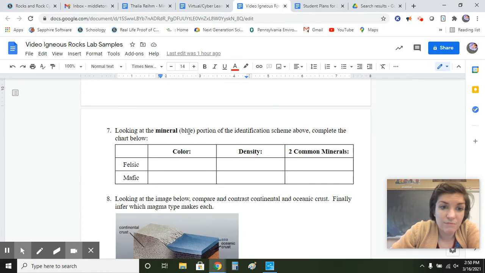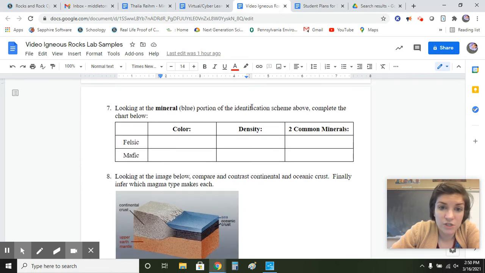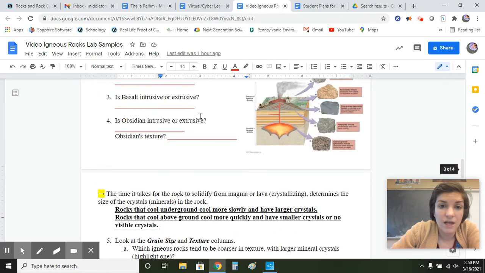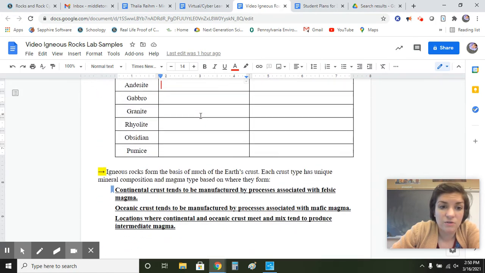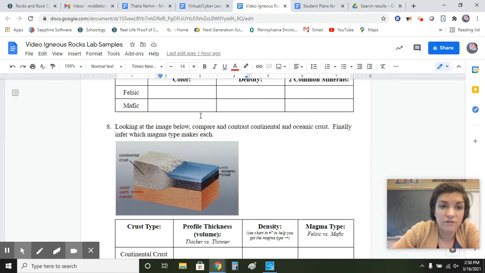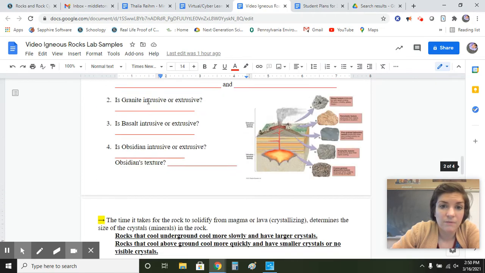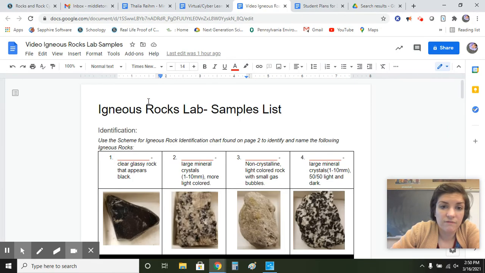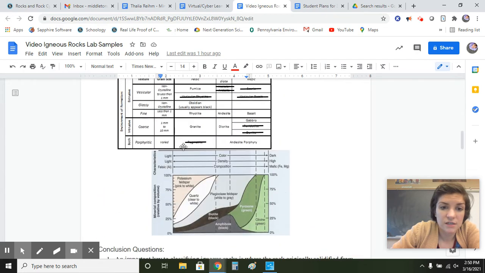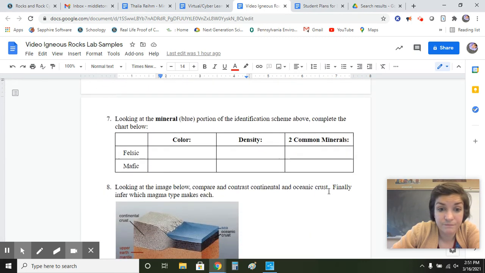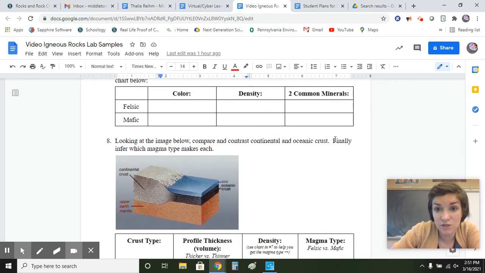Number 7, looking at the mineral blue portion of the identification scheme above, complete the chart below. So again, you have felsic versus mafic. You're saying, all right, where's that chart? There it is. This part here. Here's felsic, here's mafic. Tell me about the density, tell me about the color. And then tell me 2 minerals that would be considered either felsic or mafic.